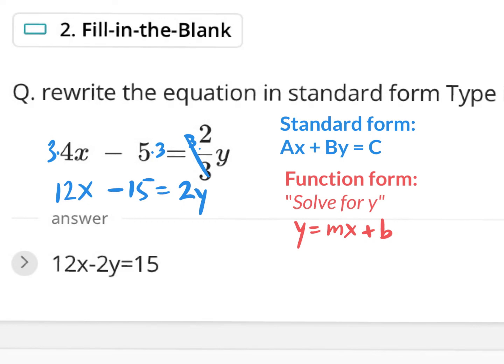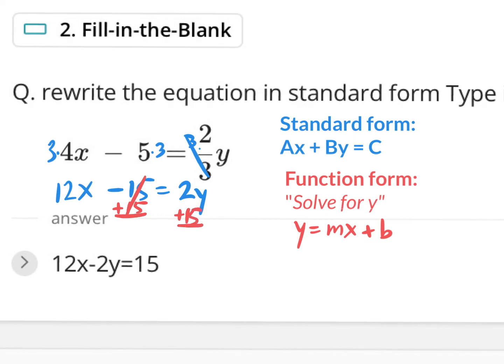So on standard form, we want the x's and the y's, we want both of them on the left side of the equal sign. And we want the number, the constant, all by itself on the right side. So this 15, I want it over here, and this 2y, I want it over here. I want to switch these two places. Now, you don't just do that. When it's an equation, to get rid of something, you got to do the opposite. In other words, if you want to move this minus 15 to the other side, you're going to have to do the opposite of minus 15, which is plus 15. That'll cancel out, plus 15.